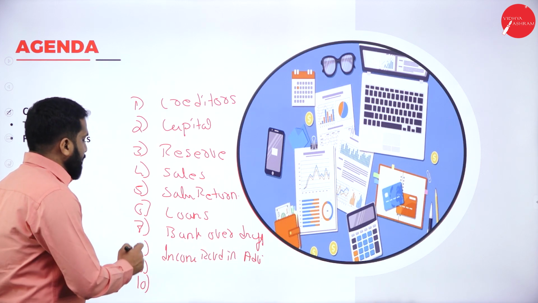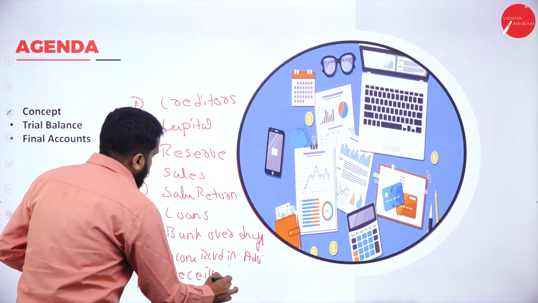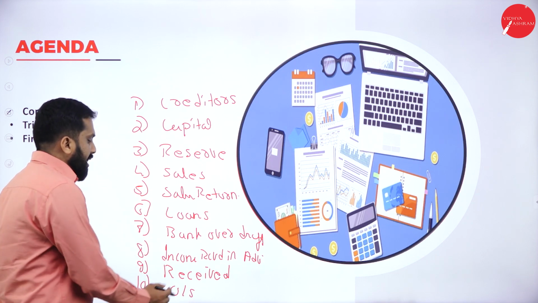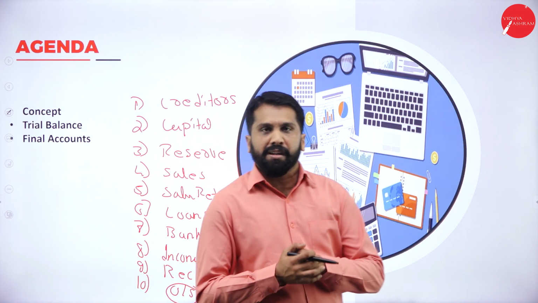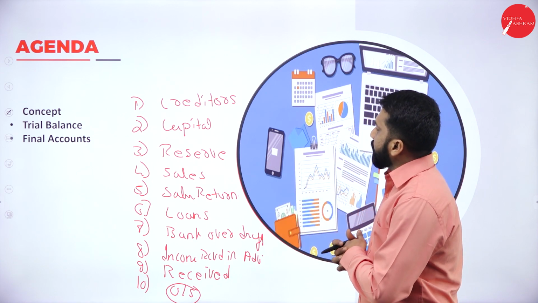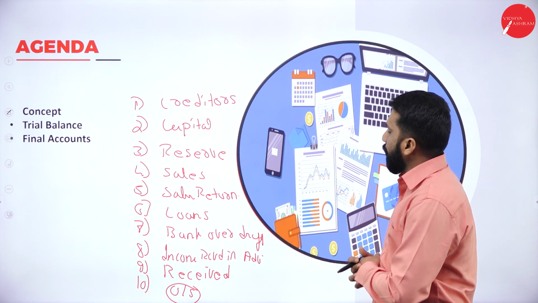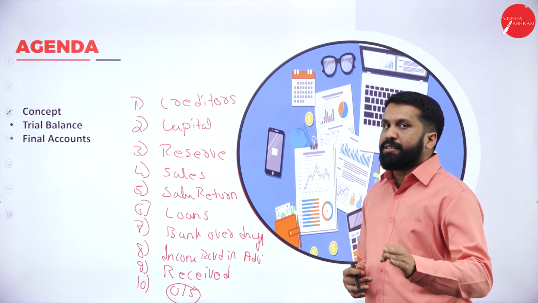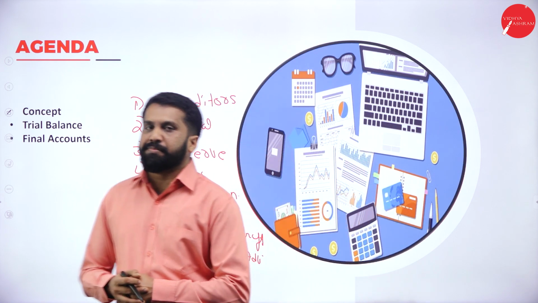Now, what is the next one? Anything which is received, and any bank overdraft, like your outstandings. Outstandings normally you will get in adjustment. You will not get them in your trial balance. But remember, these are your credit items. Creditors, capital, reserve, sales, sales return, loans, bank overdraft, income received in advance. It is not prepaid expenses. Remember, it is income received in advance. And the next one, outstanding expenses.